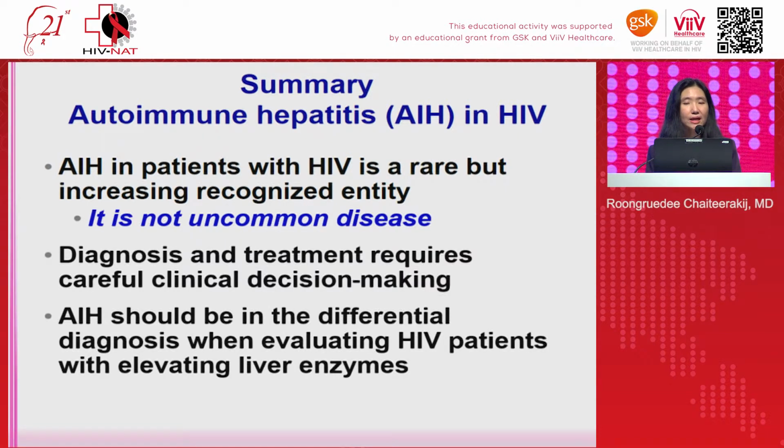The diagnosis and treatment require careful decision making, because when you start treatment with immunosuppressives, the patient may get some opportunistic infection, particularly those with cirrhosis or diabetes. AIH should be in the differential diagnosis when evaluating HIV patients with elevated liver enzymes.